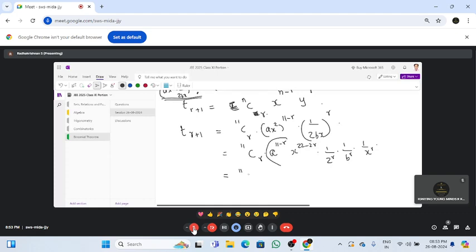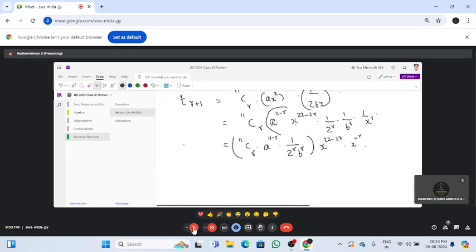11Cr a power 11 minus r, 1 by 2 power r, b power r. These don't have x. Okay. And what has x? This one is x power 22 minus 2r. This one we have put as x power minus r. So it is just arithmetic, algebraic simplification. That's all I'm doing. 11Cr, a power 11 minus r, 1 by 2 power r, b power r, into x power 22 minus 3r.